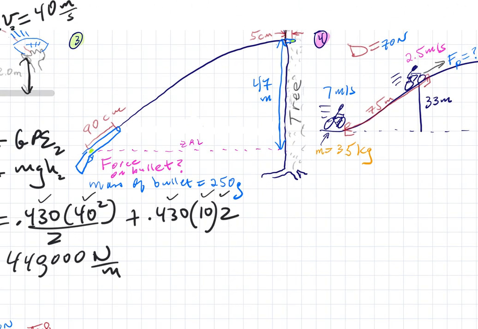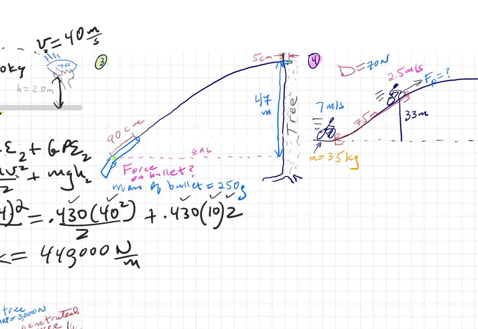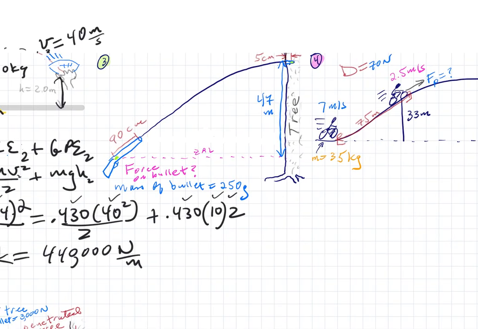Now this one, let's do the same thing. I'm running out of space here. Okay, so we have a bullet that isn't even shot yet. The zero reference line, 0 GPE, is where the bullet starts. I'm going to shoot it into a tree. It makes a hole in the tree, and it gets caught in the tree. It sinks in the tree 5 centimeters.